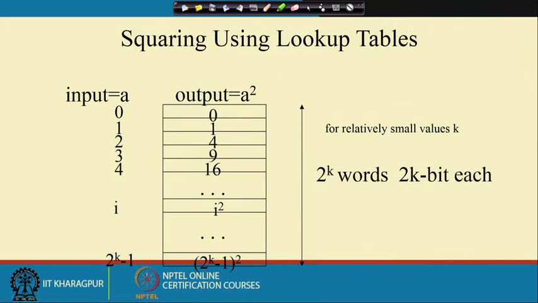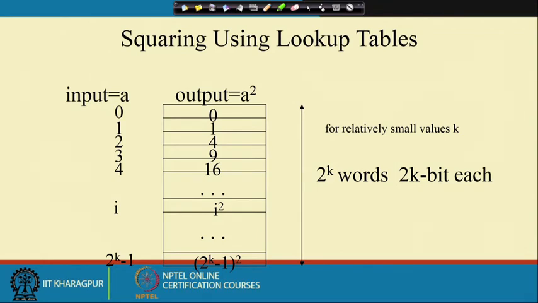Okay. And then, using lookup tables. What are lookup tables? Lookup tables are nothing but some values which are stored in memory. Okay. So, this is nothing but like a ROM structure. So, in ROM what we do? We only put the values and read them by giving the proper address.